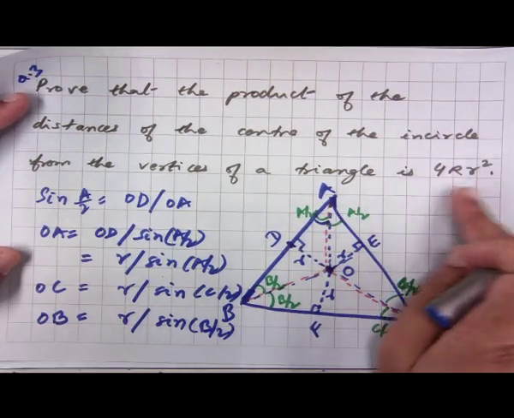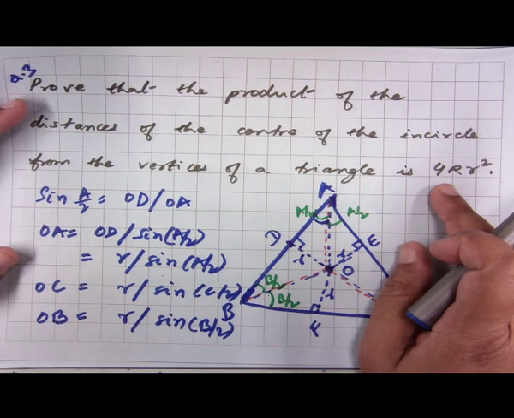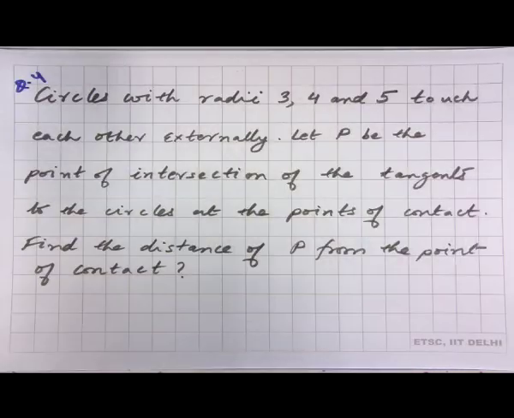So, this is what was asked to prove, and we have shown that the product is indeed equal to 4 R r squared, where R is uppercase and r is lowercase. We now move on to the fourth question.